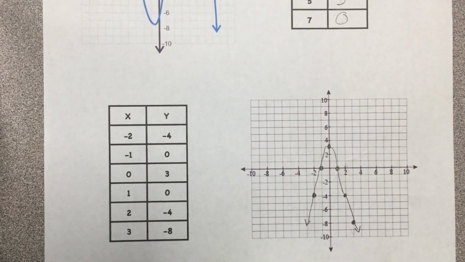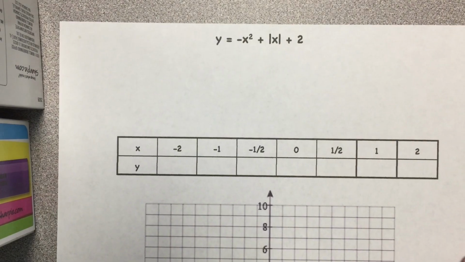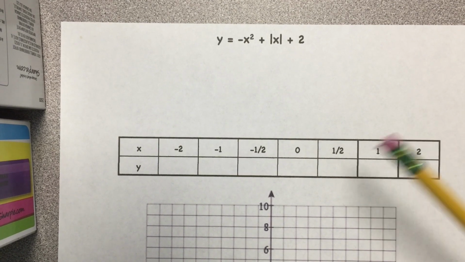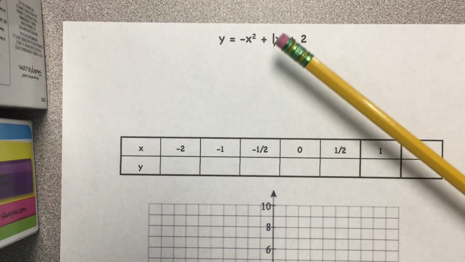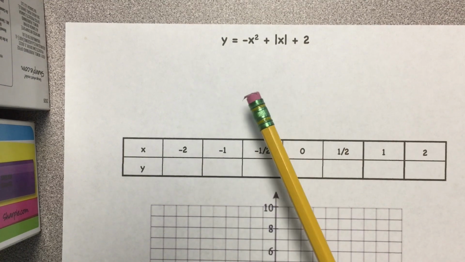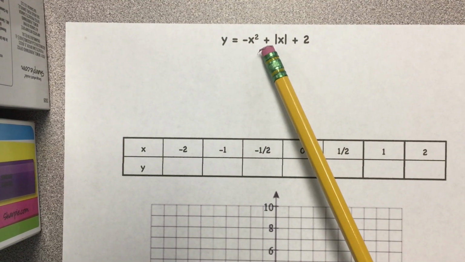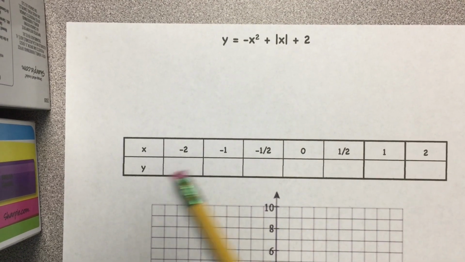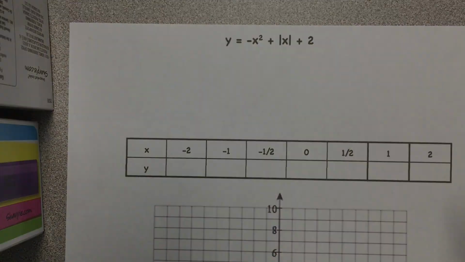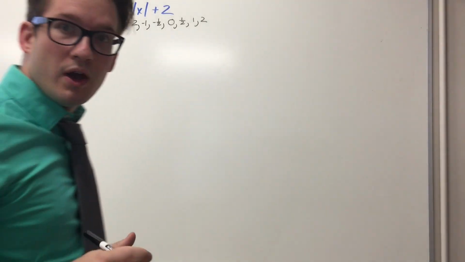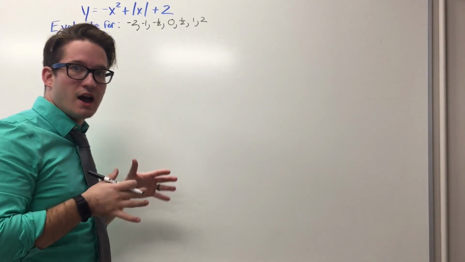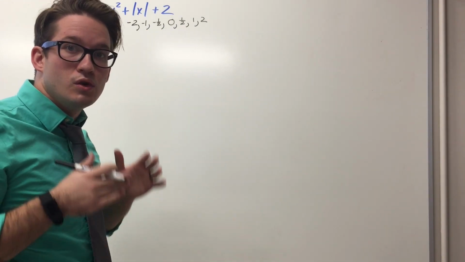And there we go. We're going to try to create a table and a graph from a representation of an equation. Before we do that though, we have to take this equation and evaluate it for these different values in the table. We're going to do that on the board. When evaluating, the big thing you gotta look for is the signs. Pay attention to the signs.